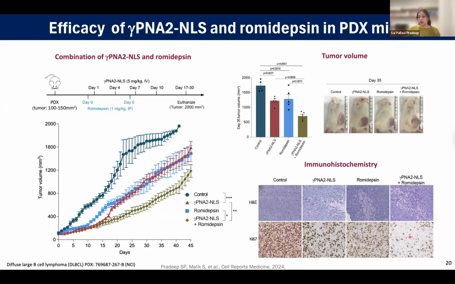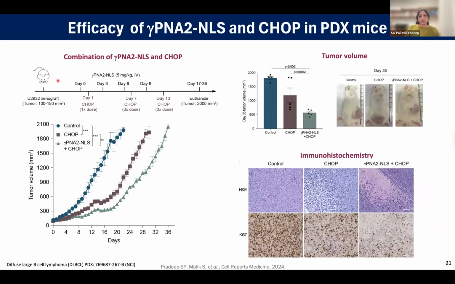Immunohistochemistry staining showed that the Ki67 marker was much reduced in the combination treatment in comparison to the other groups. We did the same study when using CHOP in the PDX mice, and we observed similar results, where we saw a retardation in the tumor growth, a significant reduction in the tumor volume, as well as a reduction in the Ki67 proliferation marker.